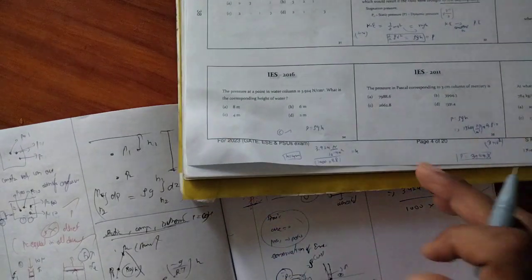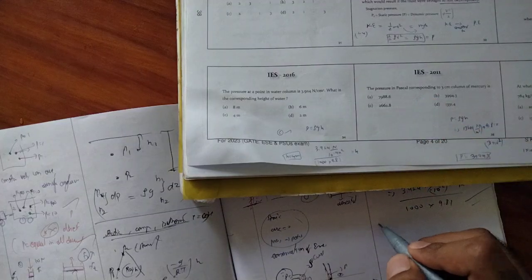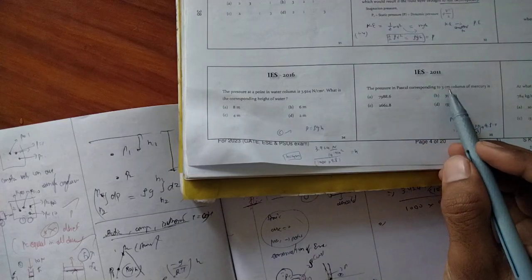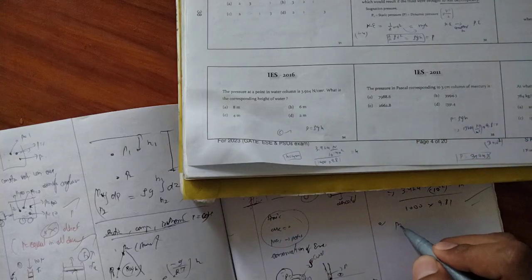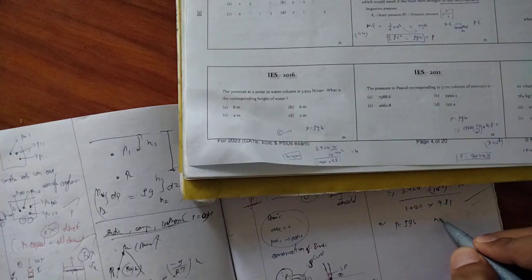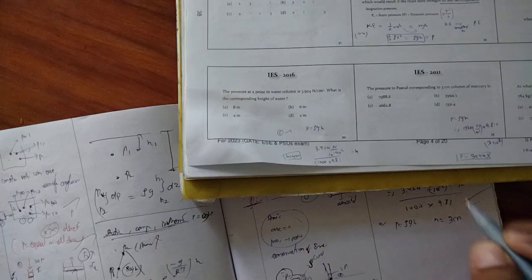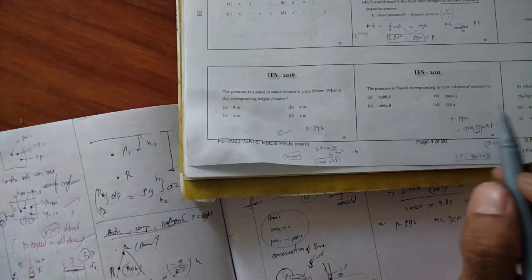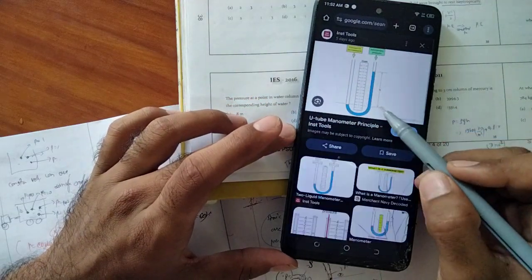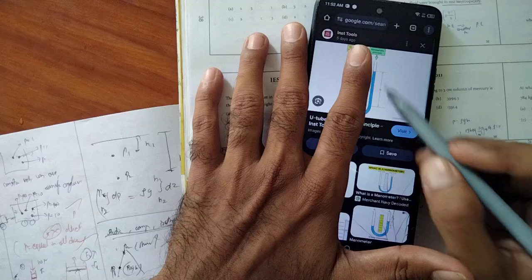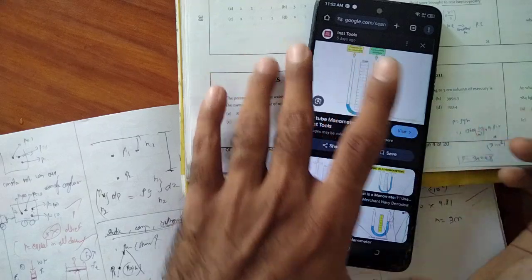You will get the required answer. The second question is in Pascal: a 3 centimeter column of mercury. They are asking for the pressure, which equals rho g h. The height is given as 3 centimeter column. Consider this height H given. What is the pressure at the bottom?